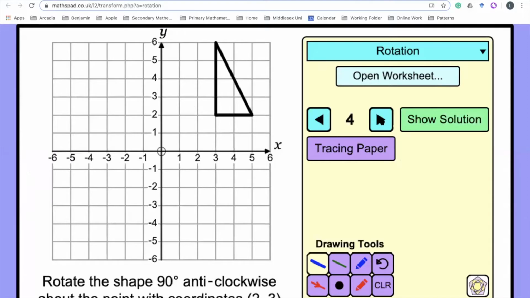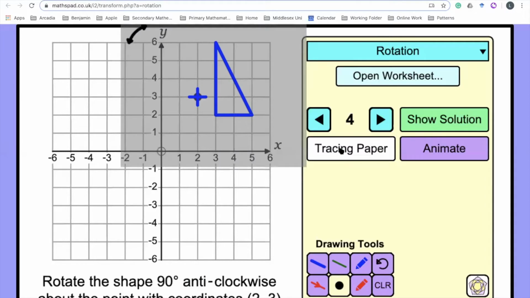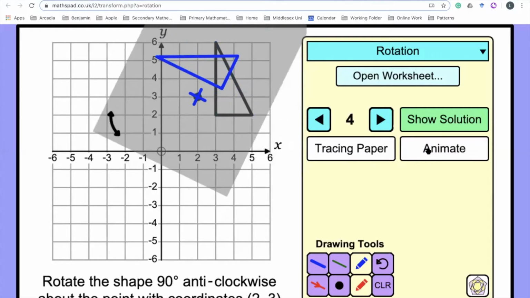Okay, next question. Rotate the shape 90 degrees anti-clockwise about the point with coordinates 2, 3. So the first thing I want to do is put my coordinate in, 2, 3. I get my tracing paper. I trace around the shape and then I'm going to move it 90 degrees anti-clockwise.